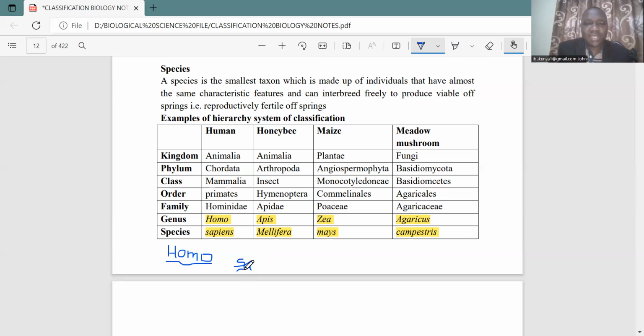Then after writing sapiens, you also underline separately. That is how we write the binomial names or the scientific names, which are usually in Latin, and they are italicized. You can italicize them instead of underlining if you are using a computer. Because if it is a computer, you just highlight, and then you go and put them in italics.